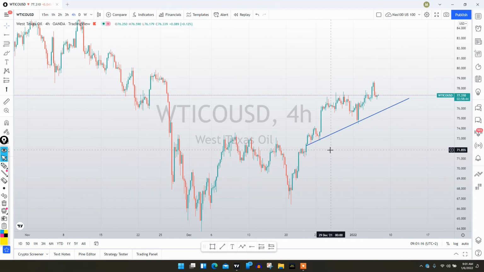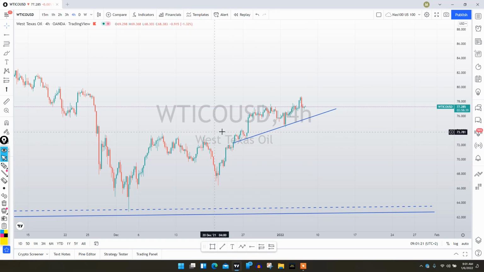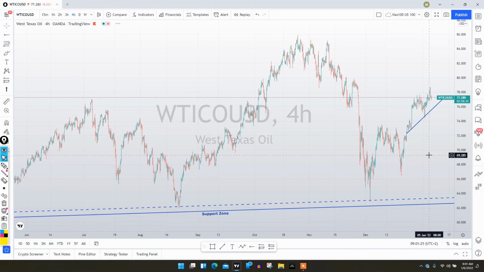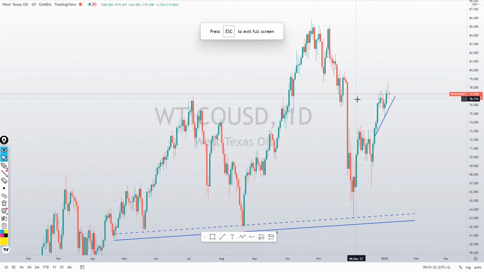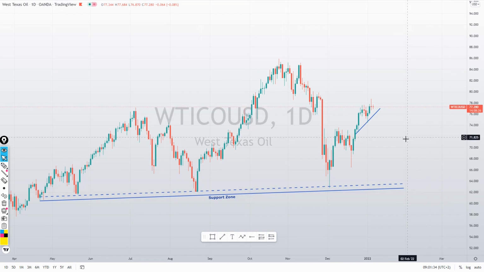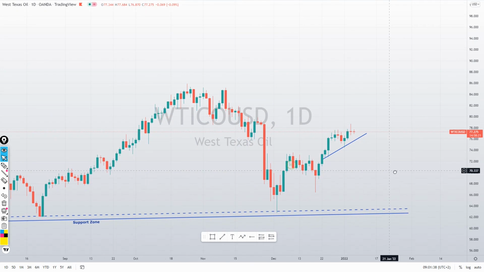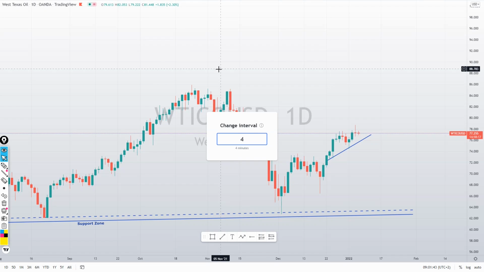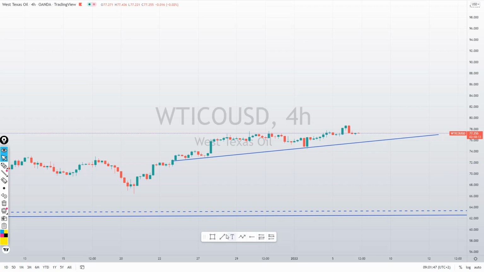We are on US oil. Since I wasted a few minutes, let me push this faster. You can see that we had that for some time now. Let me use a daily time frame. This is really on an uptrend, and it's still pushing up. Now we are around this area. Let's go to a 4-hour time frame again and see what's happening.